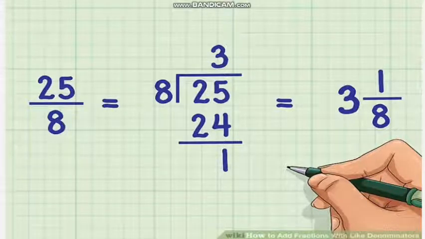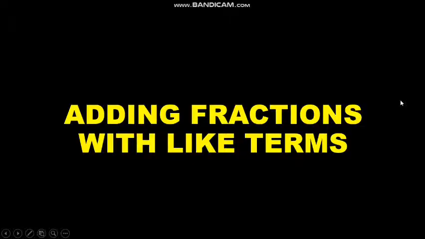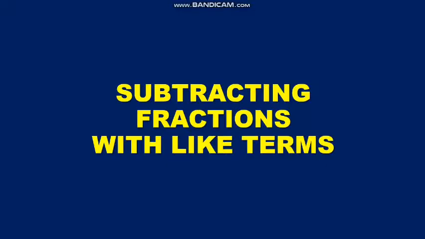To convert an improper fraction like 25/8 to a mixed number, you need to divide the numerator by its denominator to determine how many whole times 8 goes into 25, where 25 divided by 8 is equal to 3 and 1/8. So that is for adding fractions with like terms. Next, we will be learning about subtracting fractions with like terms.